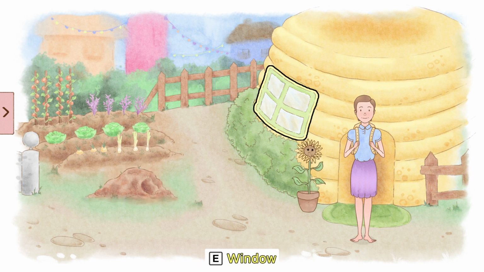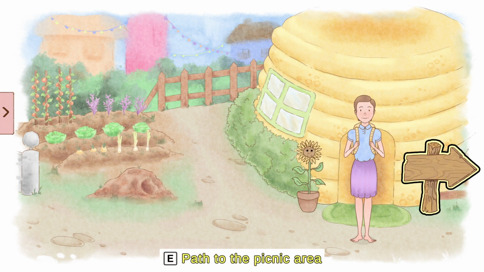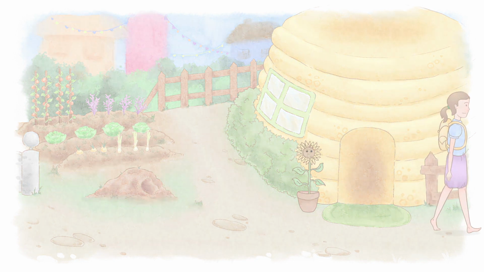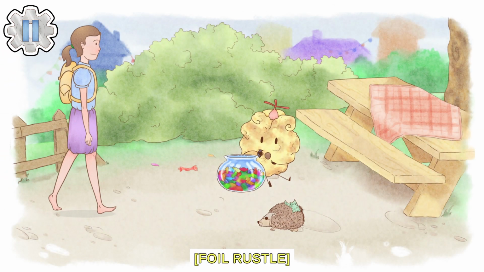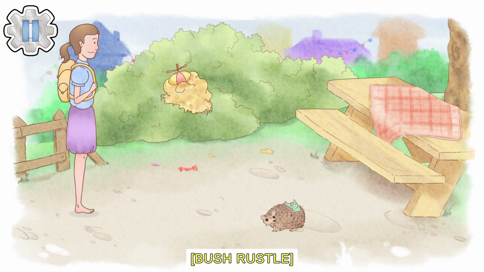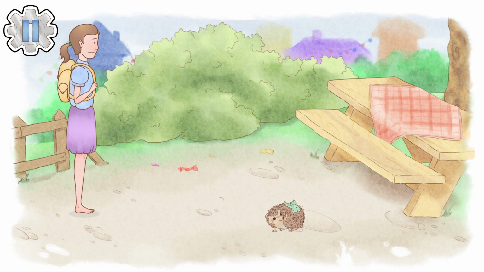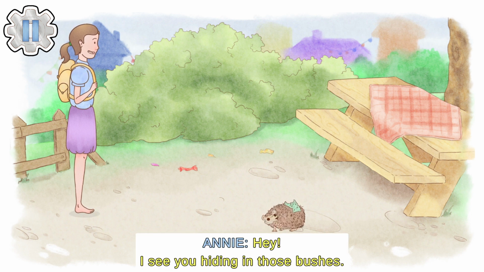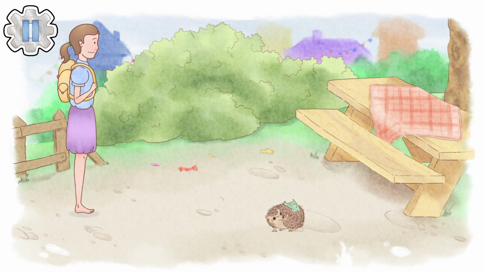Rabbit hole. Window. Door to cook's kitchen. Path to the picnic area. Ooh, path to the picnic area. Let's check this out. A young Crumble, wearing a red and yellow propeller hat, stops eating from a jar of sweeties. He hides, taking the jar with him. Hey, I see you hiding in those bushes. At the end of the path is a picnic table beside a tree, draped with a red checkered cloth. Near a large bush are colourful sweetie wrappers littered on the ground.